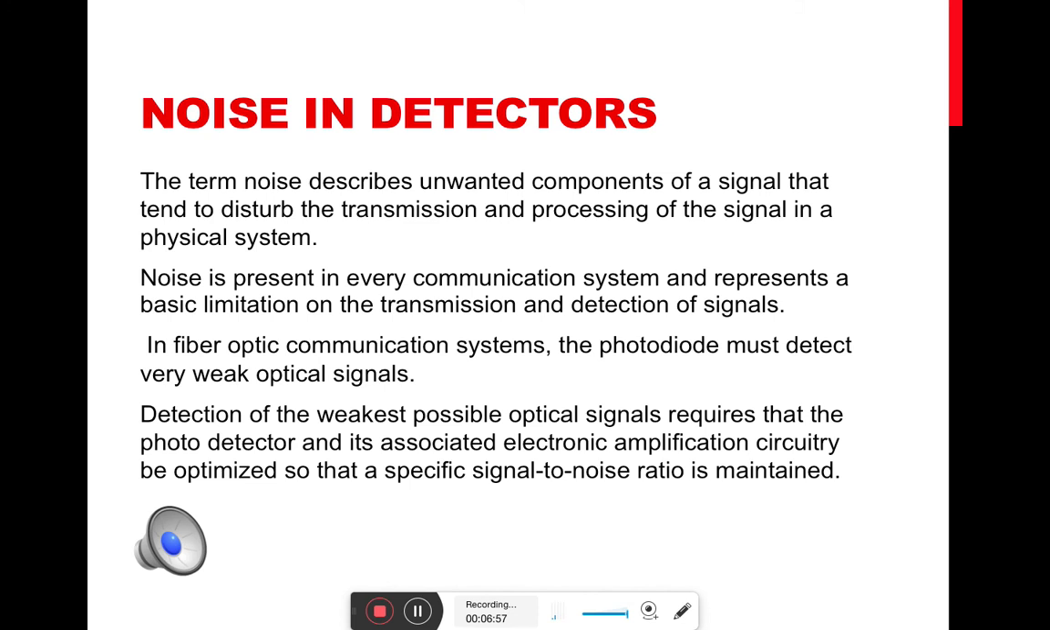In a fiber optic communication system, the photodiode must detect very weak optical signals. That is, the optical communication system must distinguish between the very weak signal and the noise that is present in the system. So one of the important properties of an optical communication system is that the photodiodes and their associated electronic amplification circuitry should be optimized to a specific signal to noise ratio, so that easy detection and amplification of the signal is possible.